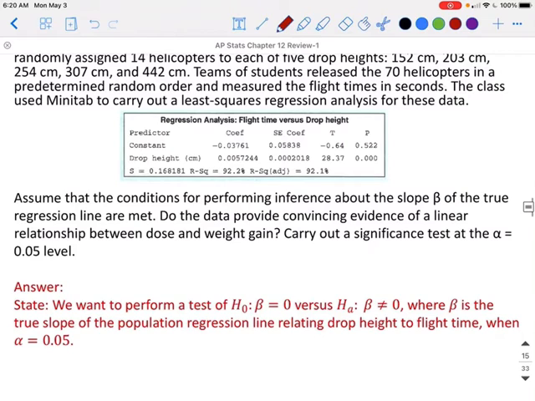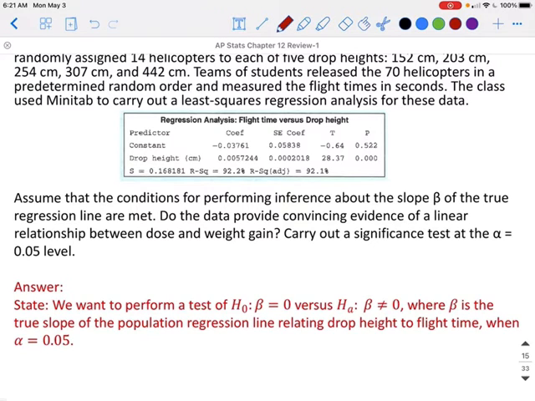So we want to perform a test. The null hypothesis is that beta equals 0, which means there's no linear relationship. And the alternative is beta does not equal 0, where beta is the true slope of the population regression line relating drop height to flight time, when the alpha level is 0.05.